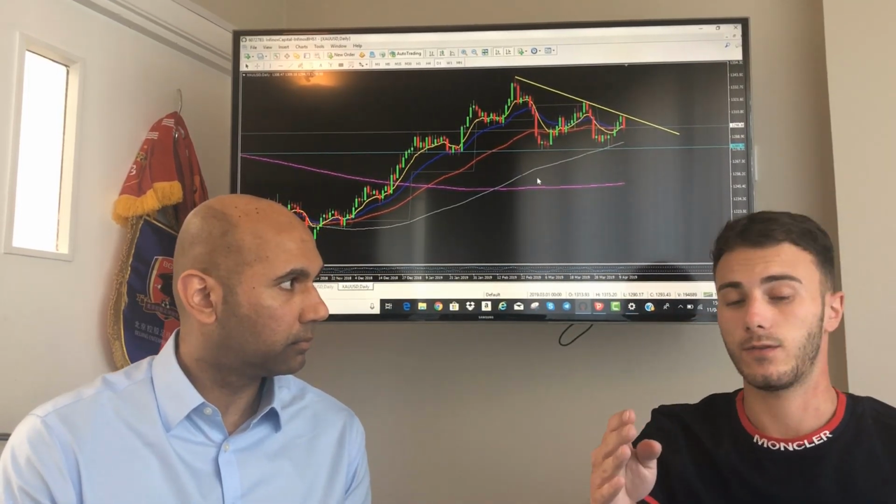Yeah, 1280. So for me, my next level for gold to go to is around 1280, and then we'll see what happens at this price if it does bounce off or break through. If it breaks through, then we can carry on selling. But off the trend line, looking brilliant for a sell.